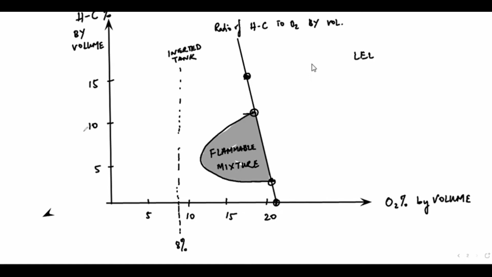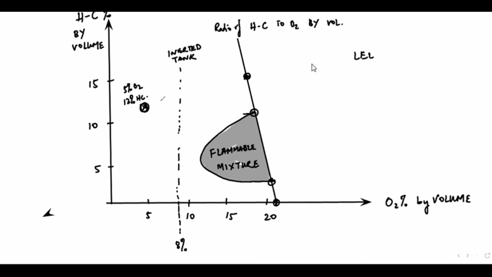Now, what is the purpose of this flammability diagram? The purpose of this flammability diagram is that when we measure the vapor in the tank, what do we want to do with this? So let us say we measure the vapor in the tank is around 12% hydrocarbon, right? And maybe 5% oxygen. Let us say we have measured and we found that at that point we come to here. That is this point.